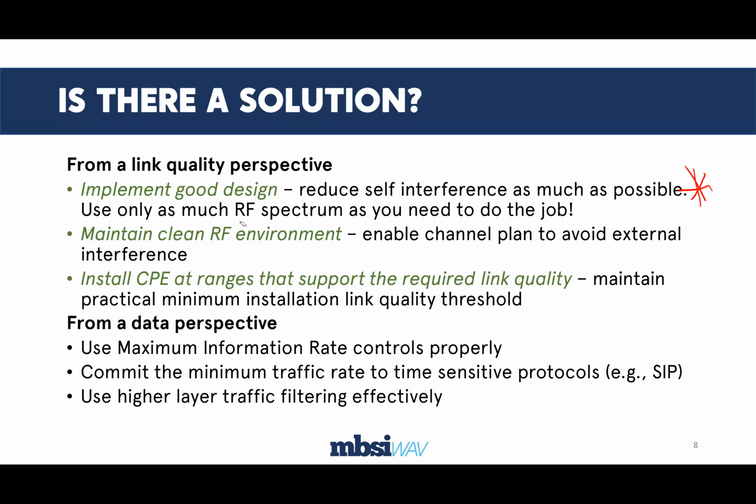Thirdly, we need to make sure that we install our CPE at ranges that support the link quality that we need. So if I've determined on my network that QAM 64 is absolutely the minimum level that I want to install a CPE at, then I have to maintain that installation discipline to make sure that we continue to work at what a subscriber needs in order to get them above that particular threshold.